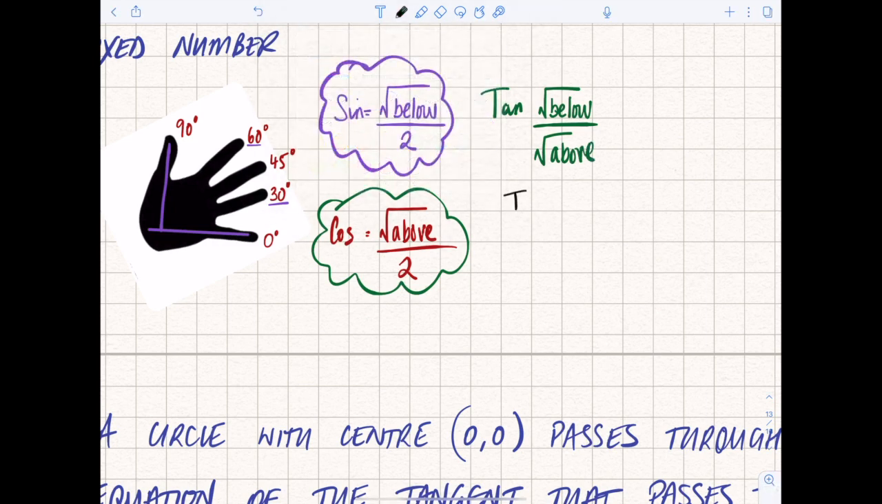Let's do tan 30. So if I go to tan 30, I would put this finger down. So that finger goes down. How many fingers do I have below? Well, it's 1. So you're saying root 1 over, how many fingers do I have above? 1, 2, 3, root 3. So root 1 over root 3, square root of 1 is 1, so it's actually 1 over root 3.